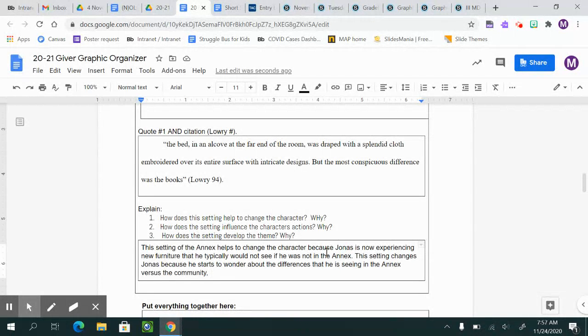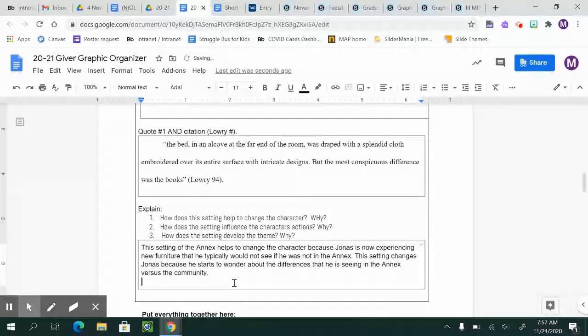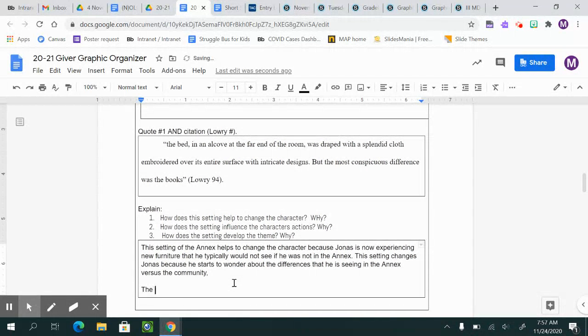Okay, and we see that that's 2 sentences long. That's 2 questions, 2 sentences. You may need a couple more to finish explaining, but you need to make sure that you explain fully. Then, number 2, how does the setting influence the character's actions? The setting of the annex influences Jonas's actions because, now think about it. How are these different things that Jonas is seeing going to influence what he does? How does it influence what he does right now?